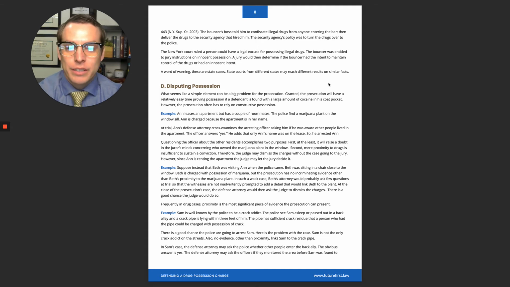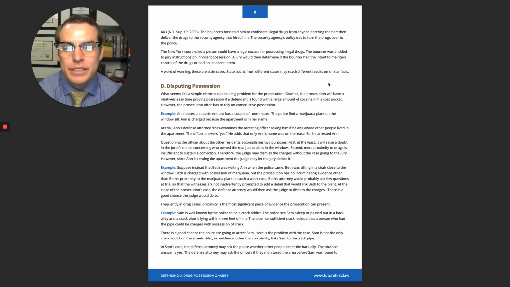Anyways, next point here is disputing the possession. What seems like a simple element can be a big problem for the prosecution. Granted, the prosecution will have a relatively easy time proving possession if a defendant is found with a large amount of cocaine in his coat pocket. However, the prosecution often has to rely on constructive possession.